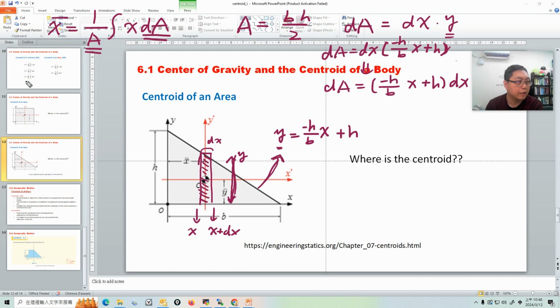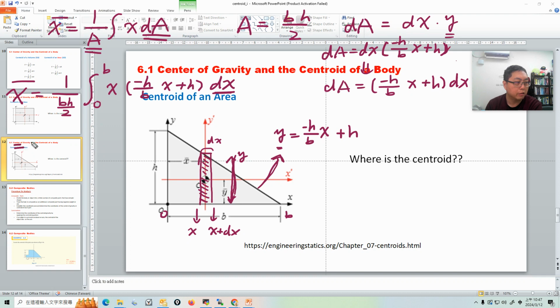So the x bar is 1 over total area, and total area is bh over 2. The integrand is x times dA, where dA is equal to (minus h over b times x plus h) dx. And what's the range? Because we integrate with respect to the x-axis, x goes from 0 to b. Don't forget the range is 0 to b.